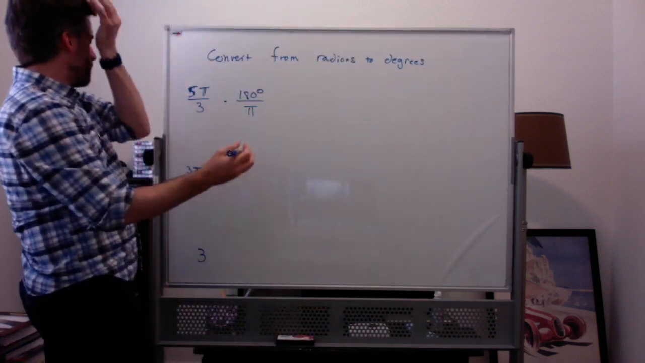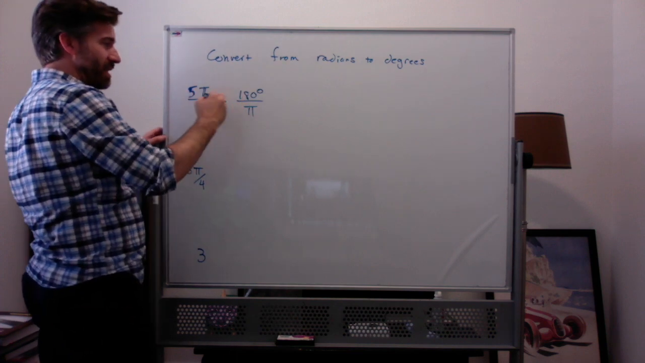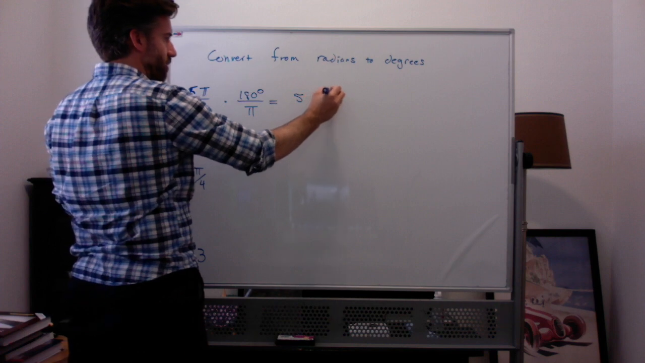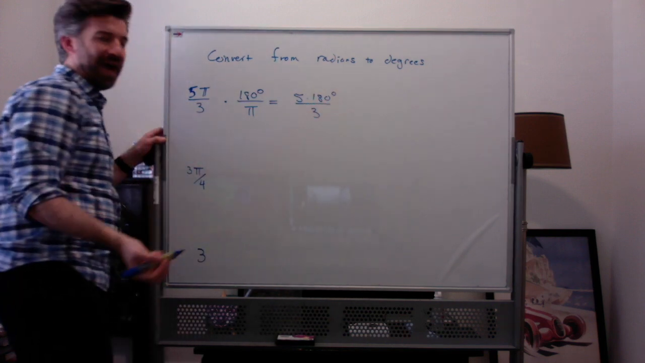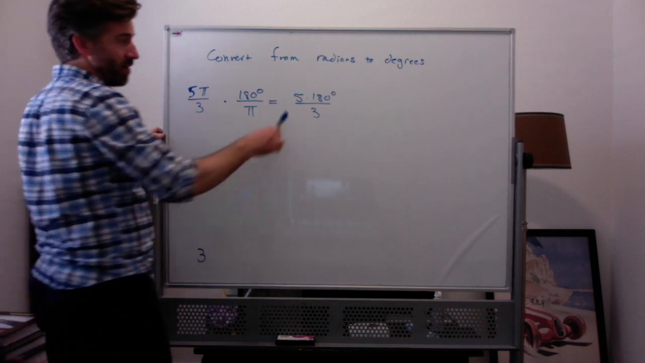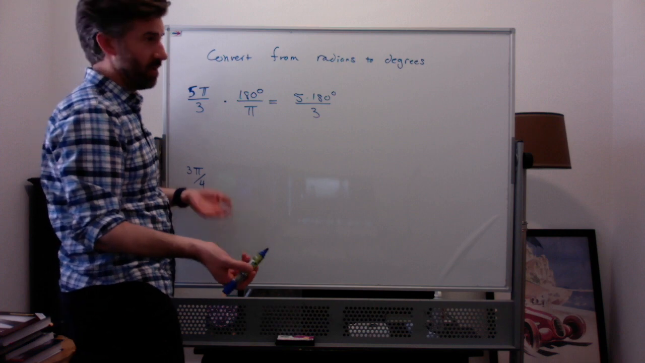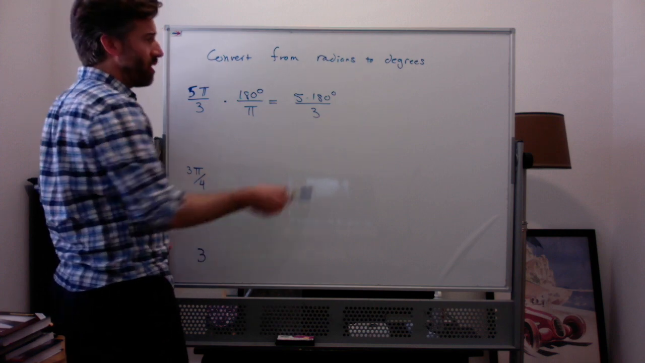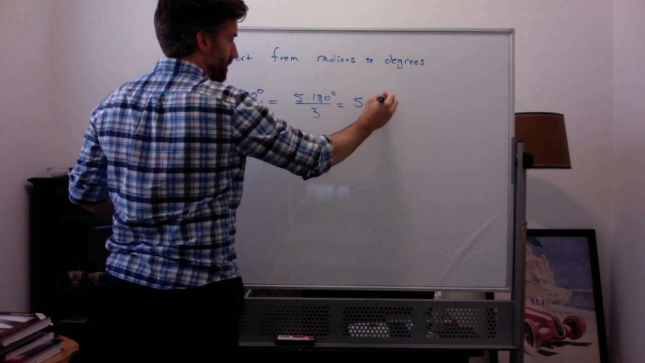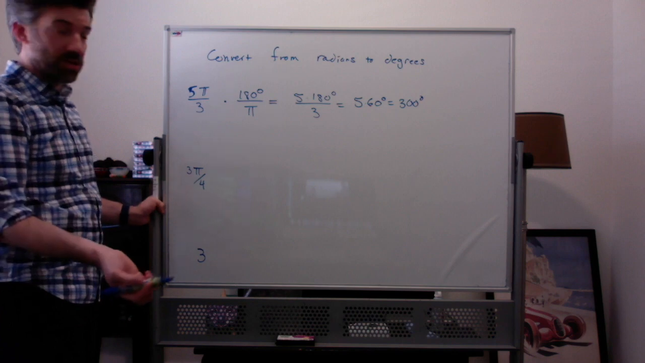So this becomes, depends. I want to make this as simple as possible. The pi's are going to cancel, and I'm going to get 5 times 180 degrees over 3. I think it's in my best interest to do the division part first. I could do 5 times 180 and get 900, which is not the easiest math to do, and then 900 divided by 3 is 300. Or I could do 180 over 3 is 60, and then 5 times 60 degrees is 300 degrees. I personally think that's easier.